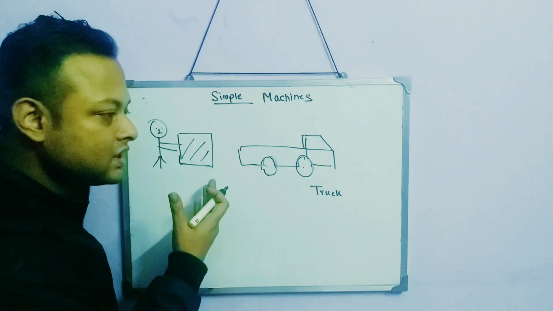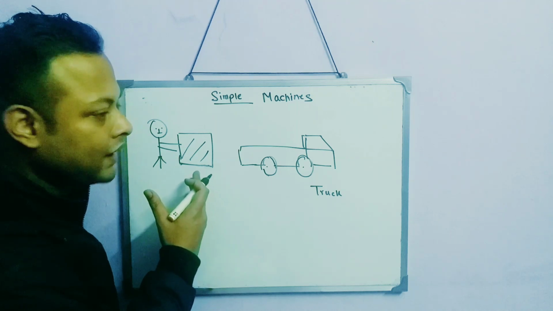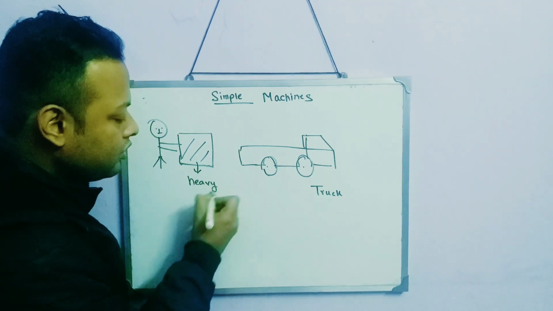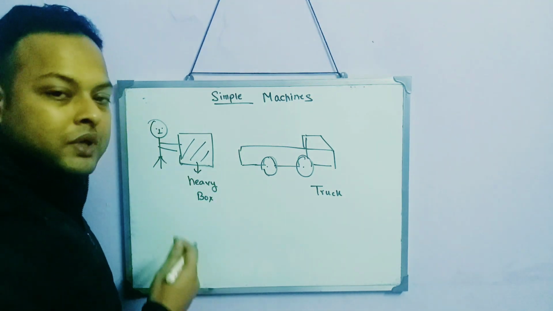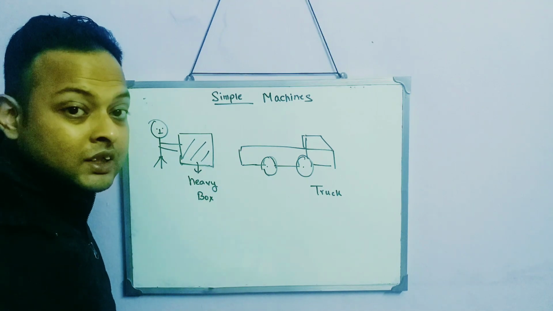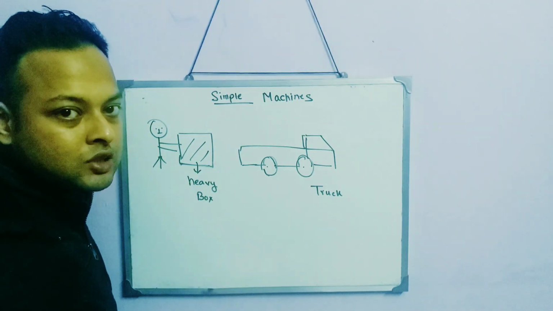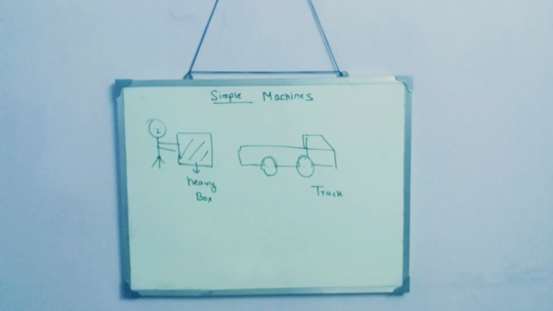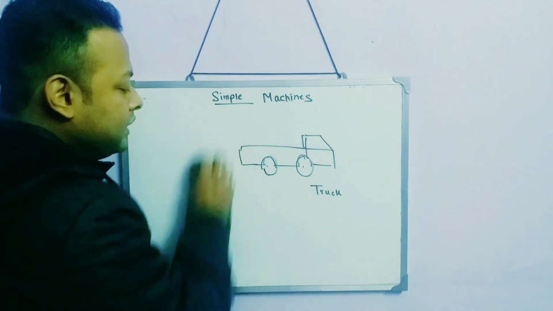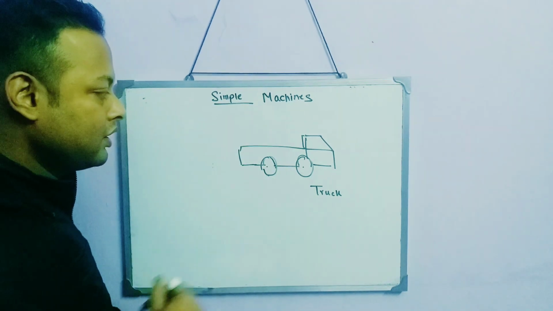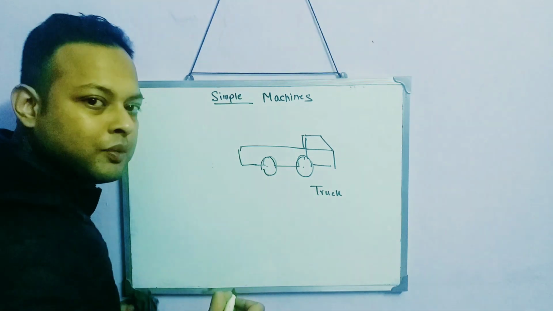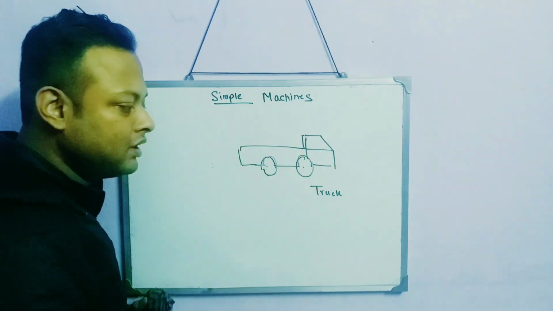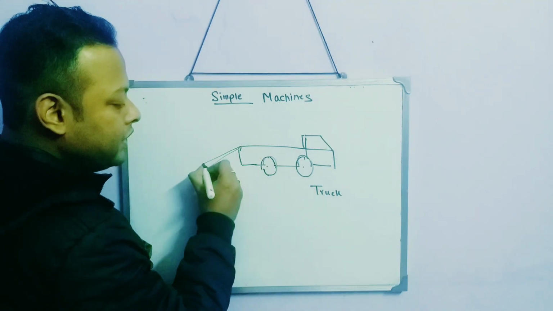Now obviously this box is very heavy, so this person cannot lift it onto the truck. Our human muscular energy is not enough to lift this box. So what will we do? Right now we will take the help of a machine. So instead of directly lifting the box onto the truck, suppose we take an inclined plane. What is an inclined plane? This is the picture of an inclined plane, right? So we take an inclined plane.